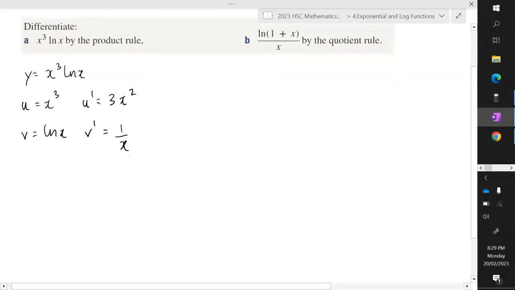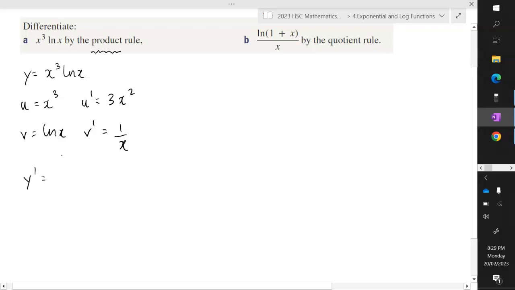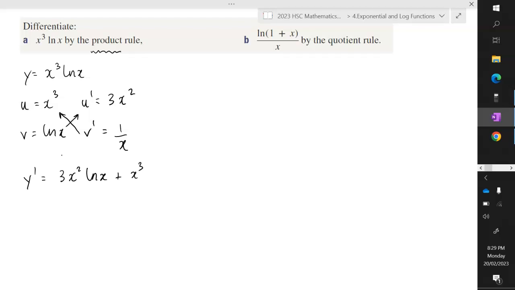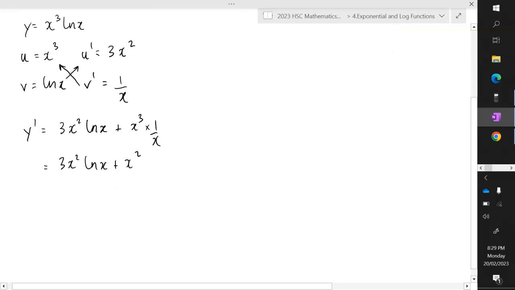So you're going to check your product rule from the HSC formula sheet. So our y dash is v du dx plus u dv dx. So we're going to get 3x squared ln of x plus x cubed times 1 over x, which will simplify down to 3x squared ln of x plus x squared. We could actually factorise an x squared out of that if we wanted to, and we'd end up with x squared (3 ln of x plus 1).